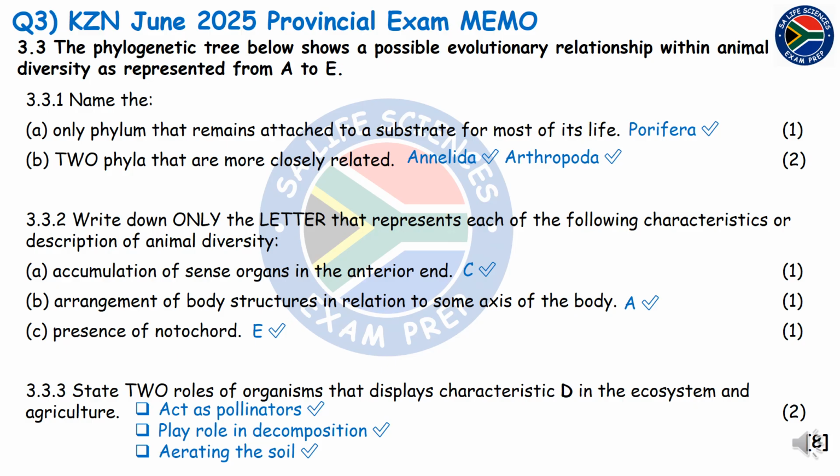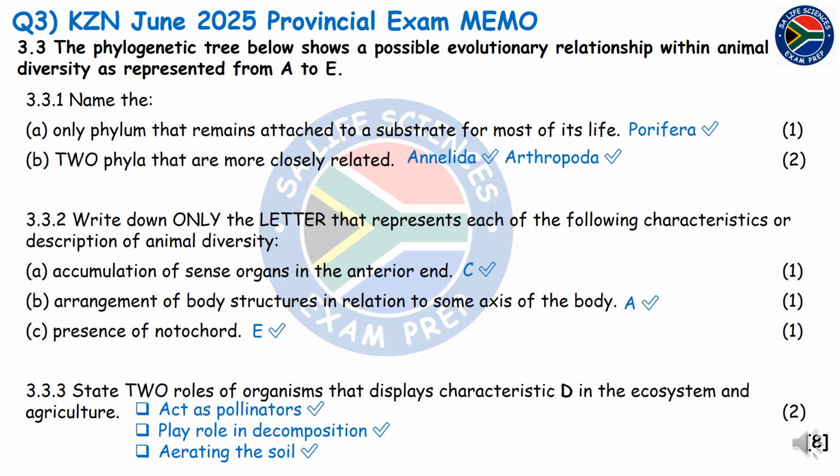So, the accumulation of sense organs in the anterior end would have developed at point C. We know that the term is referring to cephalization. B, the arrangement of body structures in relation to some axis of the body, that would be A. And the presence of a notochord would be E. So that is something we see more towards the chordates.